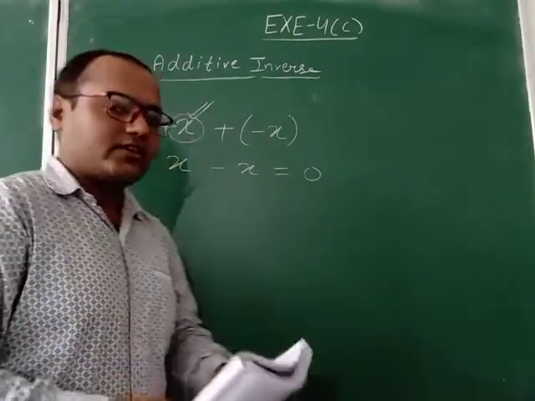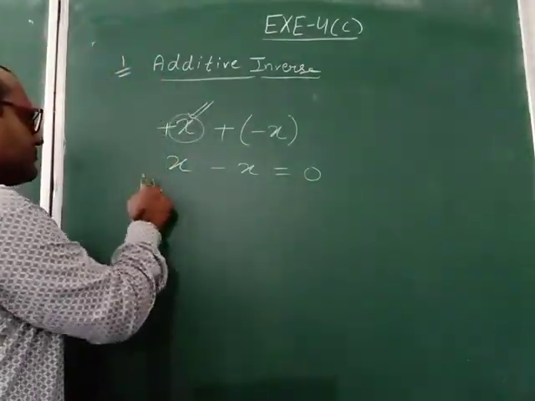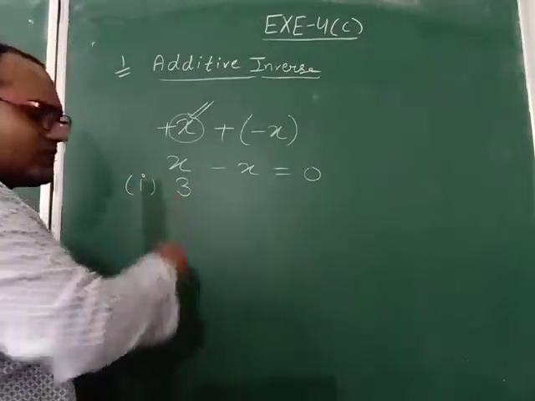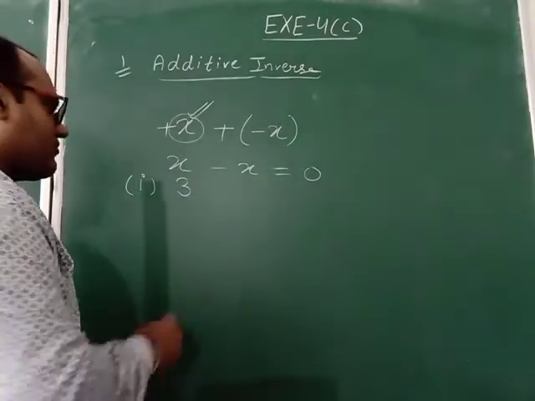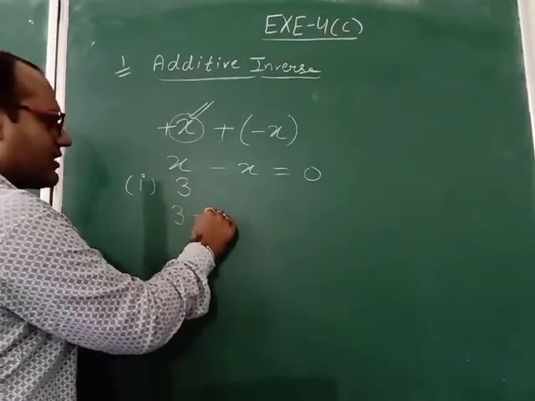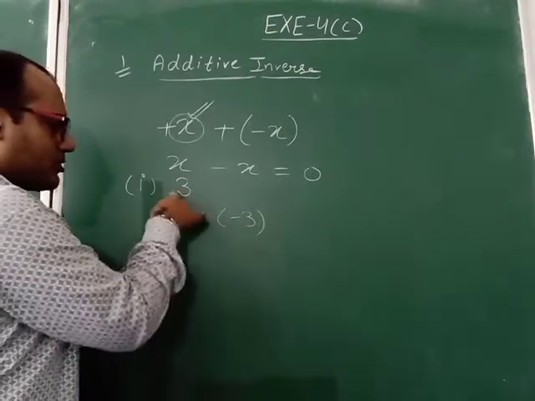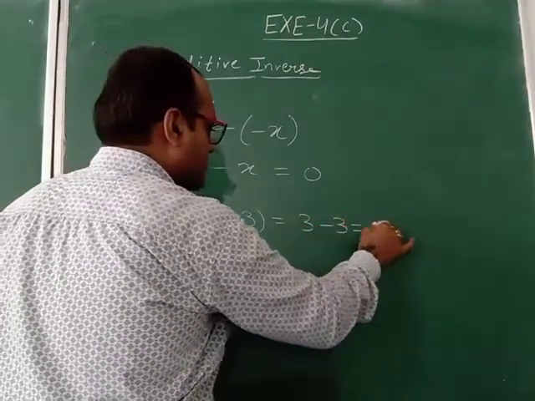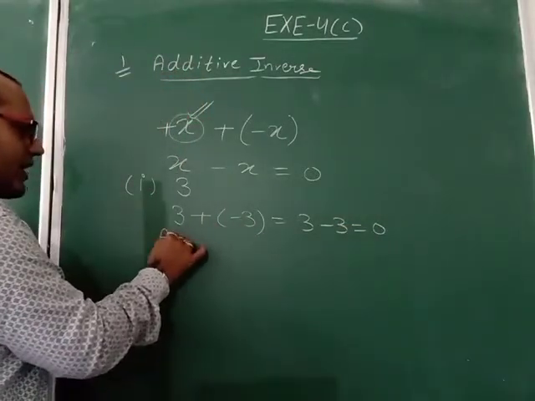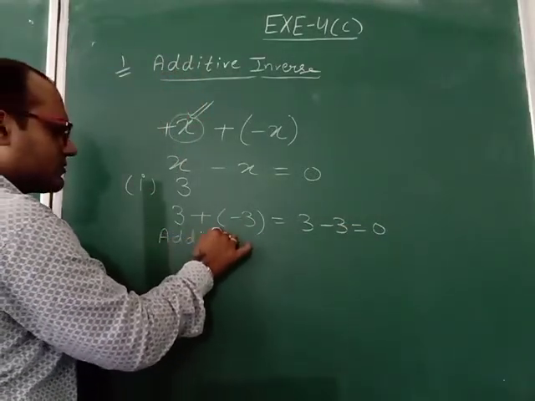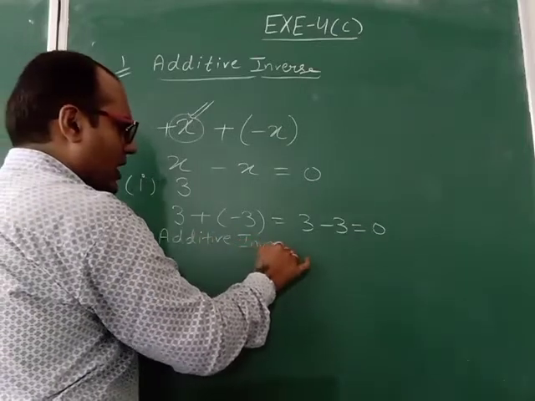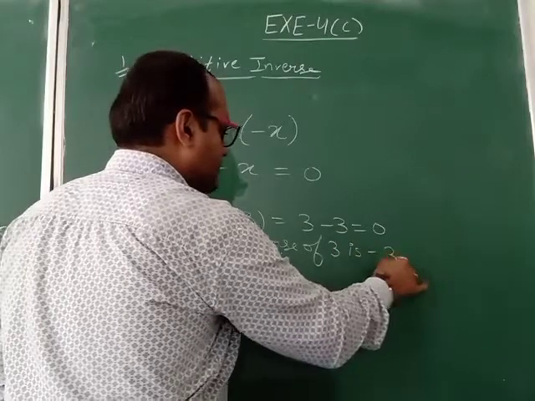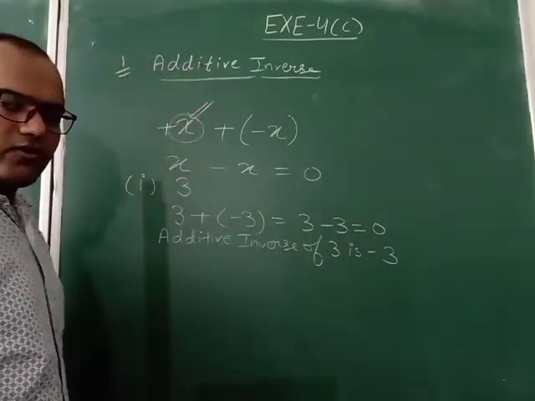In the first part, 3 is written. So we have to find the additive inverse of this 3. The additive inverse of 3 will be, if we add minus 3 to this positive number 3, then on adding these we will get 0. So here we will write: additive inverse of 3 is minus 3. So this is the answer of your first part.